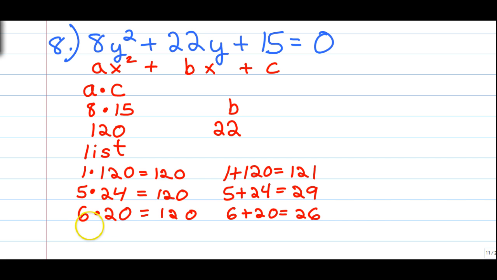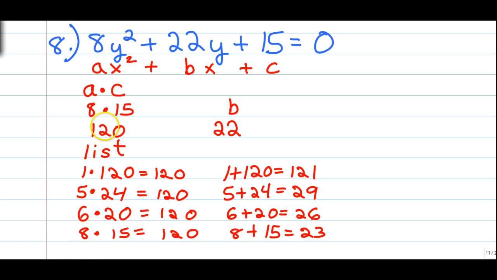So perhaps we would try a 7. Well, when we try to divide a 7 into 120, we see it won't go in evenly. So let's move on to an 8. An 8 will go in 15 times, so 8 times 15 is equal to 120. 8 plus 15 is equal to 23. We're almost there. What about a 9?